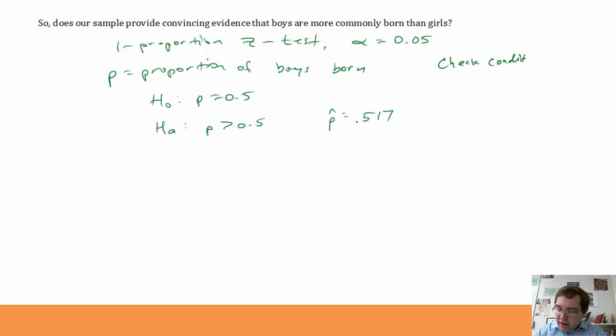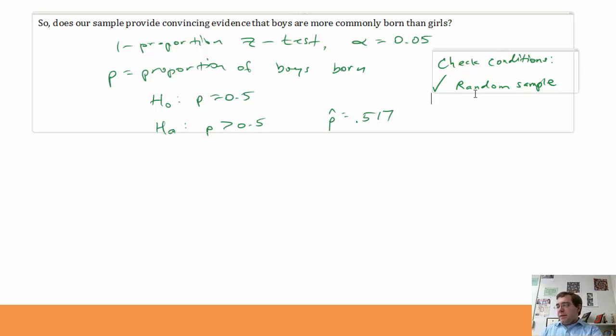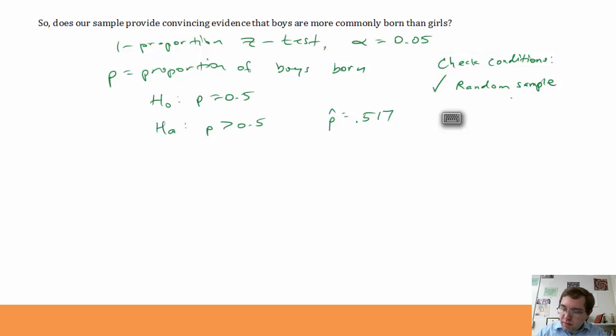And we need to write down and verify that we've checked these conditions. So first, we need a random sample. Well, you can either rewind and check, or believe me that I said it was a random sample of boys. Check. We need to satisfy the 10% condition, because we do have a finite population. There's not an infinite number of people or an infinite number of children born.